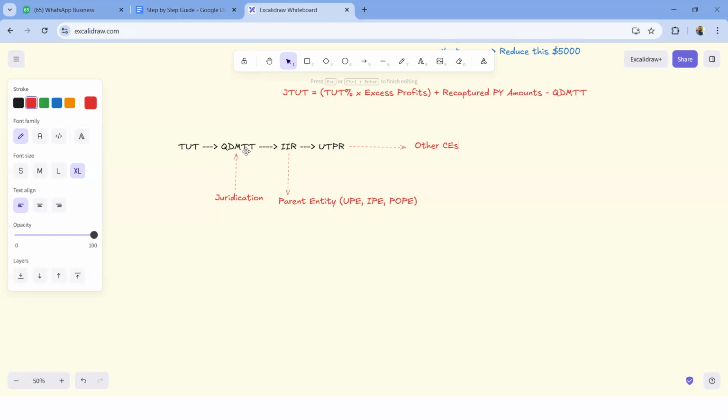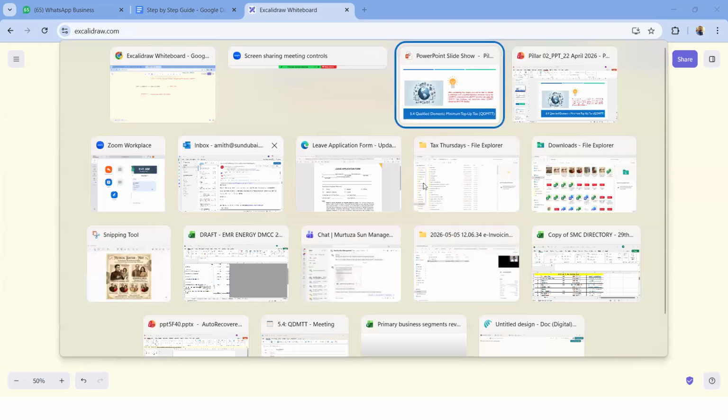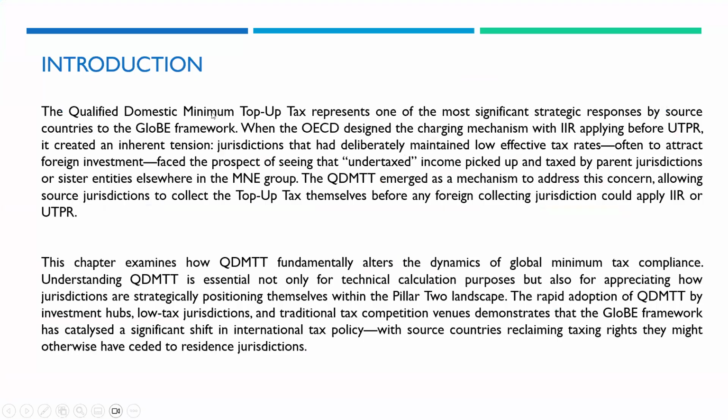So QDMTT is a very important provision by which we get global consensus to have Pillar Two. Okay, so with that background, we will understand the theory. The qualified minimum top-up tax represents one of the most significant strategic responses by source countries to the global framework. When the OECD designed the charging mechanism with IIR applying before UTPR, it created an inherent tension. Jurisdictions that had deliberately maintained low effective tax rates, often to attract foreign investment, faced the prospect of seeing that undertaxed income picked up and taxed by the parent jurisdiction or sister entities elsewhere in the economy.